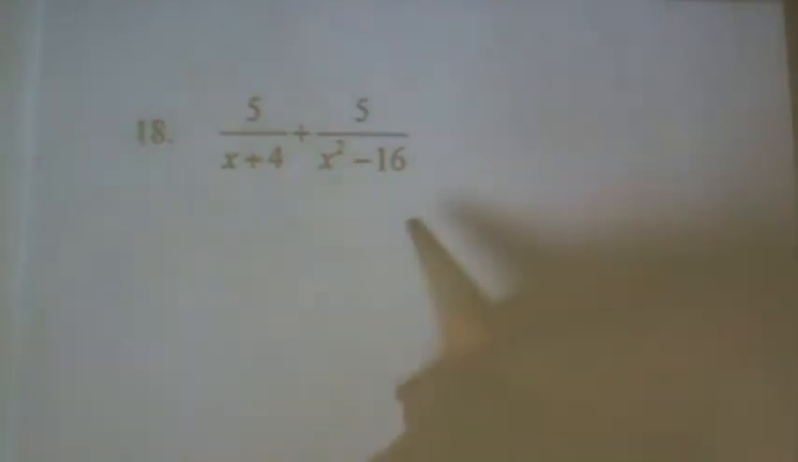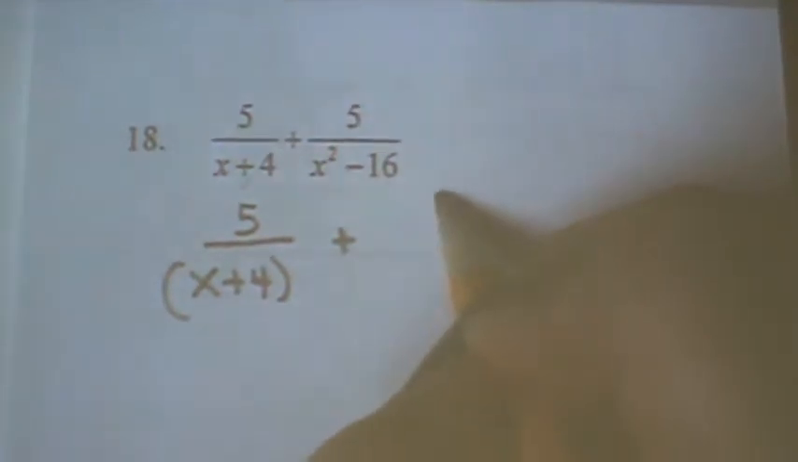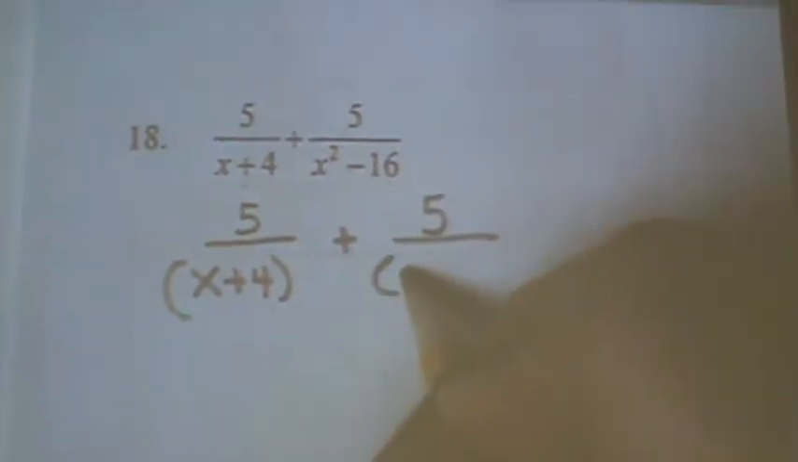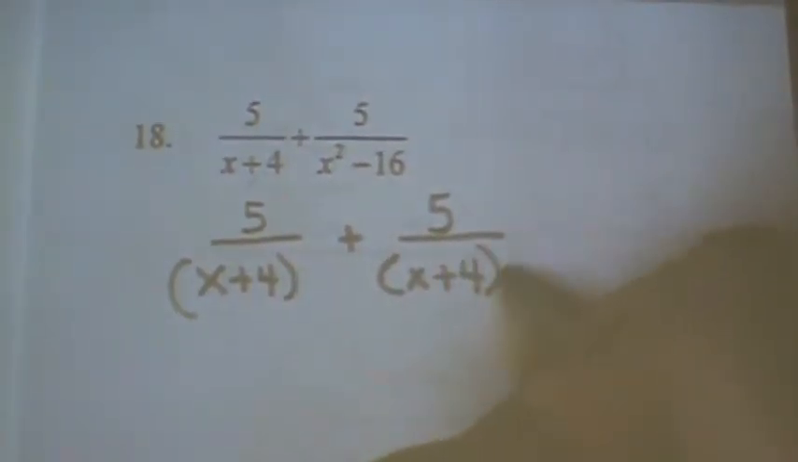Okay, in the back side, number 18. This one you're going to want to factor this, and usually this is an indication that x plus 4 is going to be one of the factors, which it is. So you have 5 over x plus 4 plus 5 over this factor. This is the difference of two perfect squares.